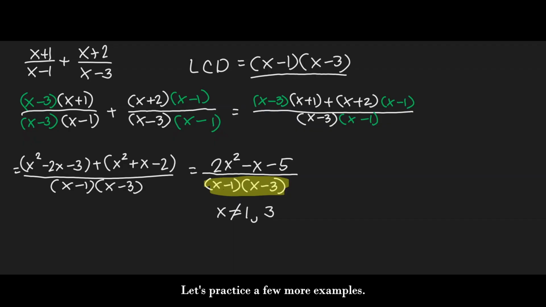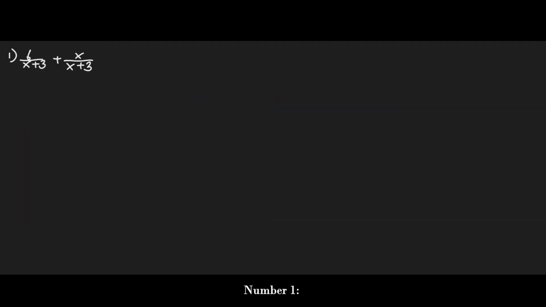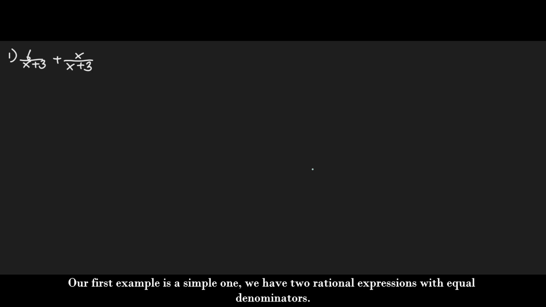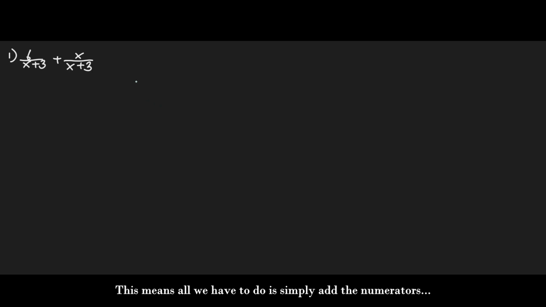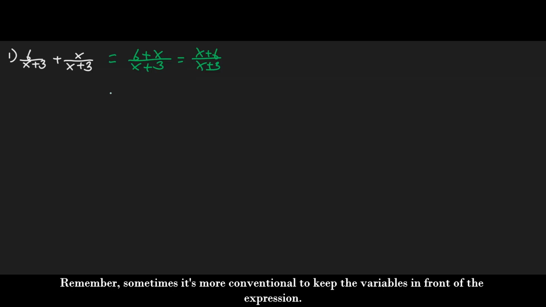Let's practice a few more examples. Number 1. 6 divided by x plus 3 plus x divided by x plus 3. Our first example is a simple one. We have two rational expressions with equal denominators. This means all we have to do is simply add the numerators. 6 plus x divided by x plus 3, or x plus 6 divided by x plus 3. Remember, sometimes it's more conventional to keep the variables in the front of the expression.